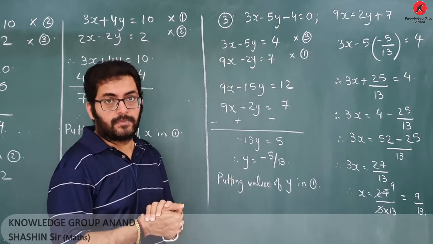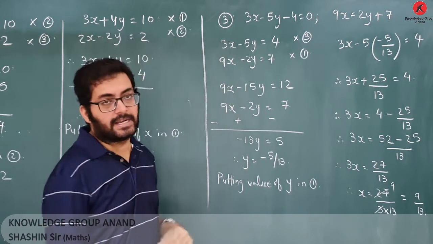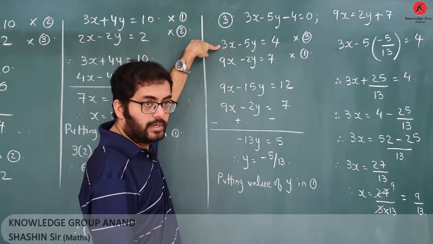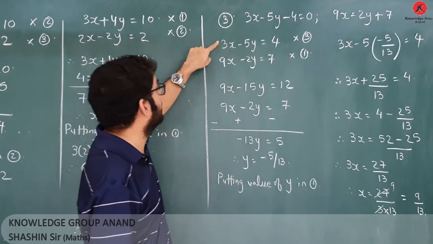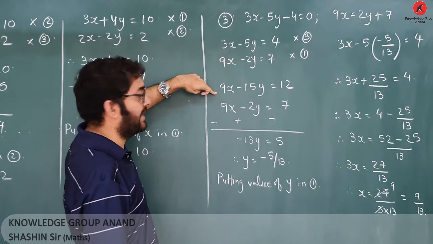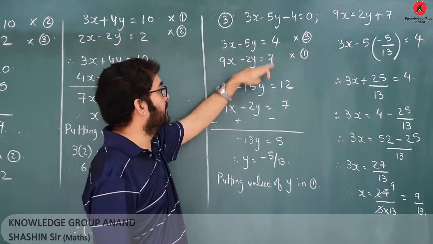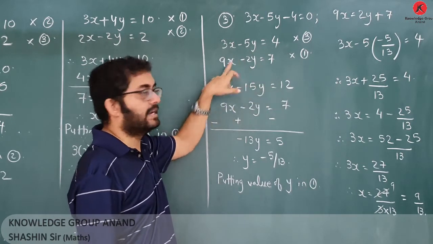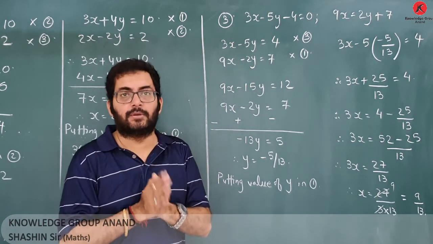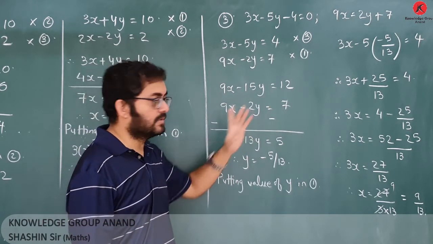Now suppose I want to eliminate x. Here there is 3x, here there is 9x. LCM is 9. So to make 9x over here, I will multiply equation number 1 with 3. So 3x became 9x, minus 5y became minus 15y, and 4 became 12. In the second equation there is already 9x, so I will multiply the whole equation with 1. So I will get the equation as it is: 9x minus 2y is equal to 7.